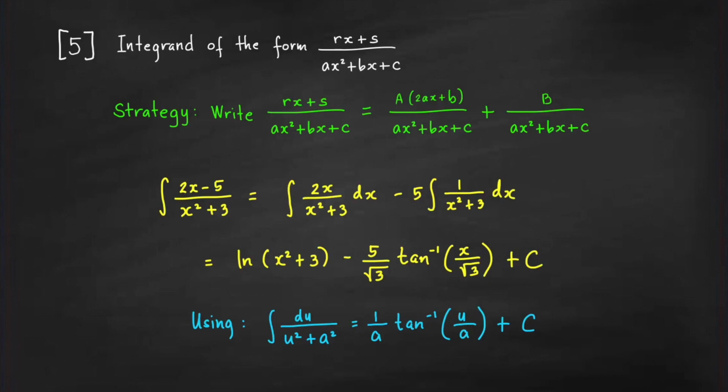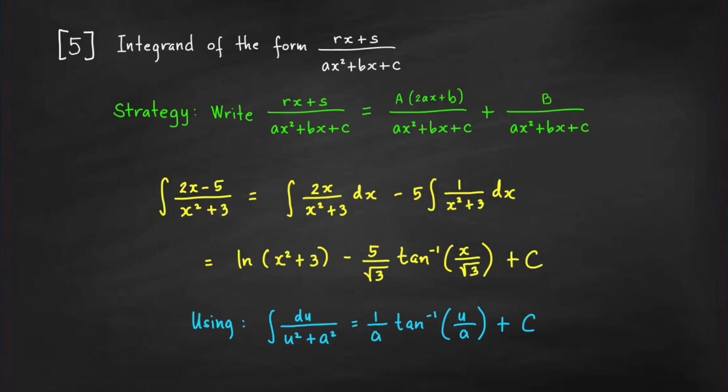Now let us consider integrals with integrand of the form rx plus s all over ax squared plus bx plus c. So the strategy here is to write it as a sum of two fractions, and the first fraction will have a numerator which is just a constant multiple of the derivative of the denominator. So it is constant times 2ax plus b. Because in this case, we want to use substitution to evaluate the integral of this expression, and we've learned already how to evaluate this integral.